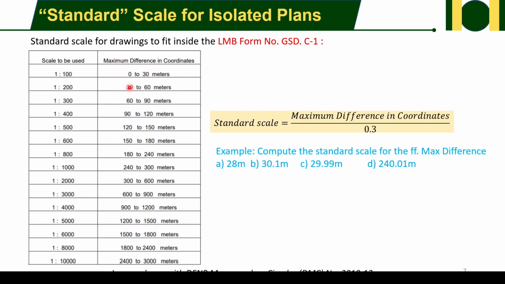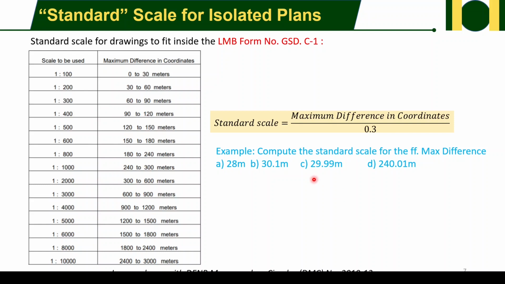30.1 is somewhere between 30 to 60, so the scale would be 1 is to 200. 29.99 is somewhere here, so the scale would be 1 is to 100 still. And 240.01 is about here, so the scale should be 1 is to 1,000. Okay, so that method is using this table.